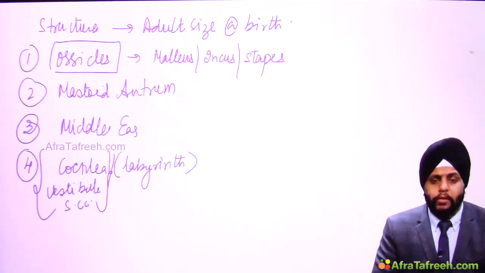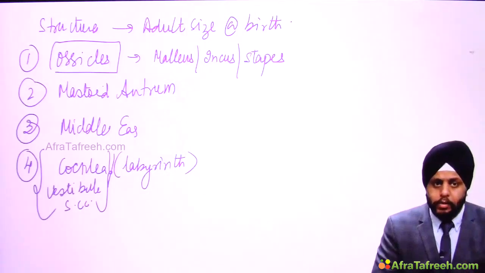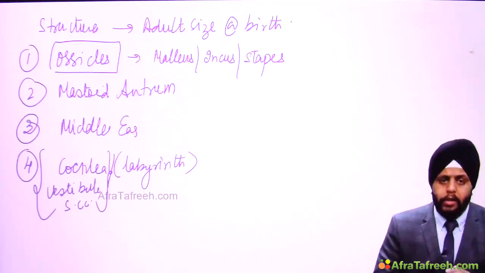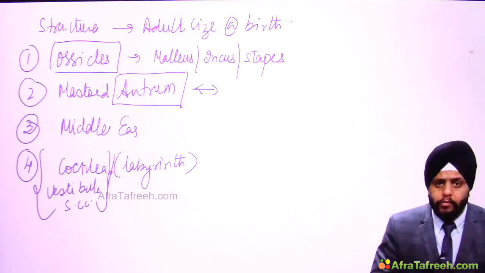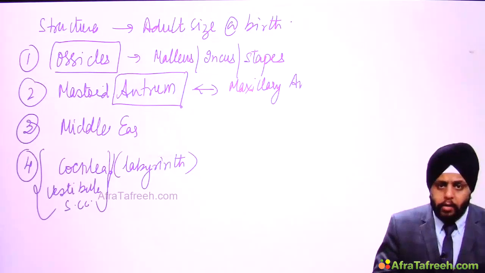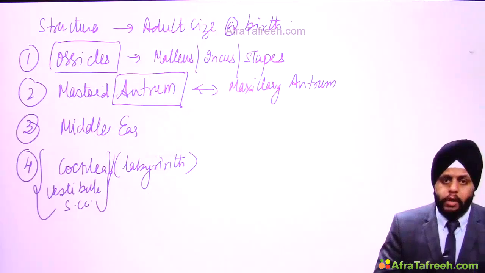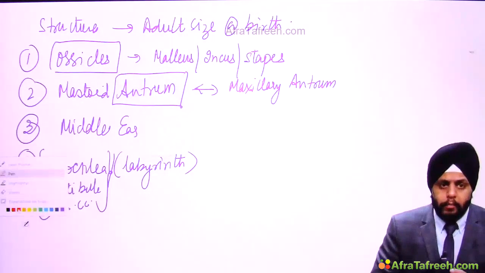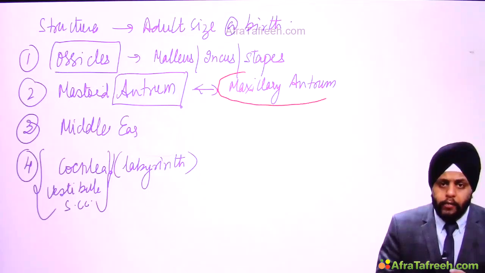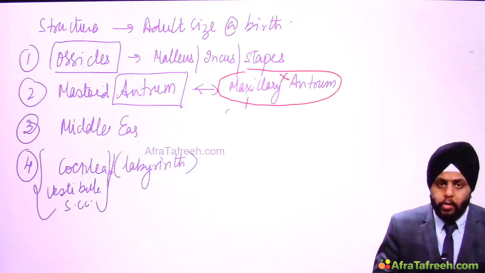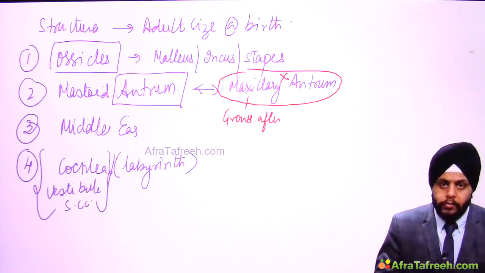Okay, so the question is asked in the exam, which of these structures is not of adult size at birth? Now for that you have to remember that we have talked about these. Don't confuse the antrum with another antrum. In the nose topic, we will be studying the maxillary antrum. Over here I have taught you the mastoid antrum. Don't confuse antrum with antrum. Why? Because the maxillary antrum grows after birth, so it will not be adult size at birth.